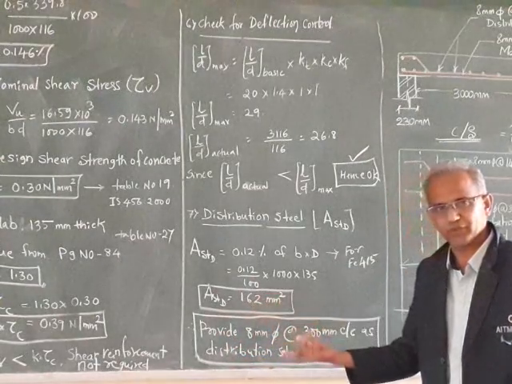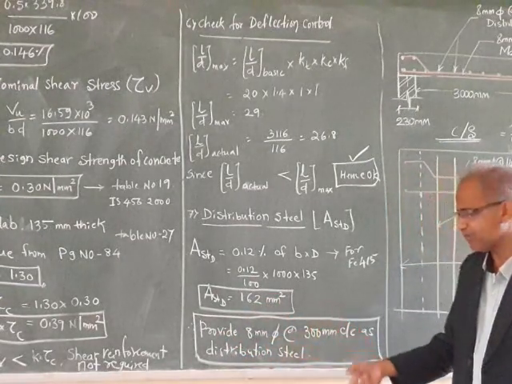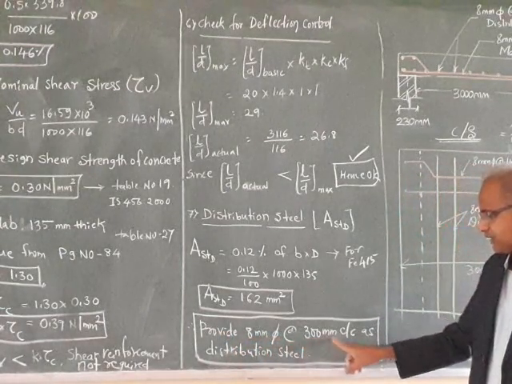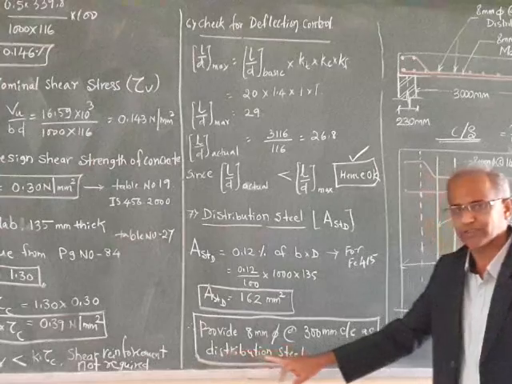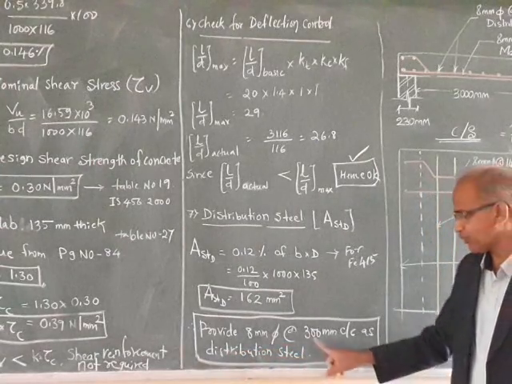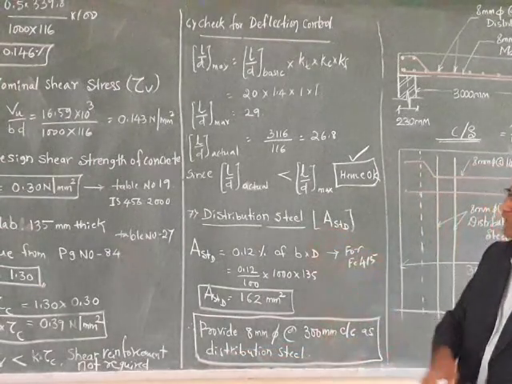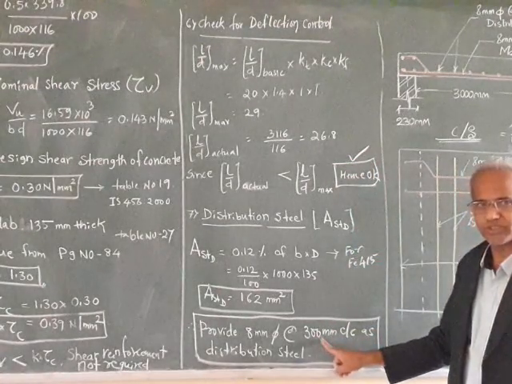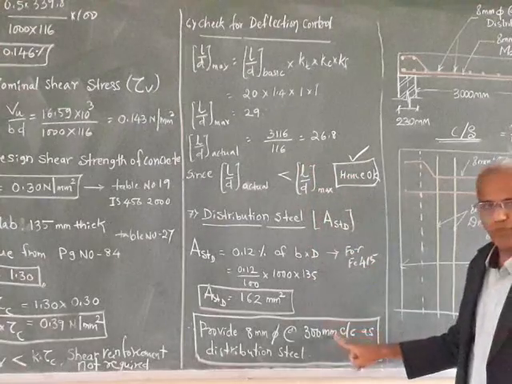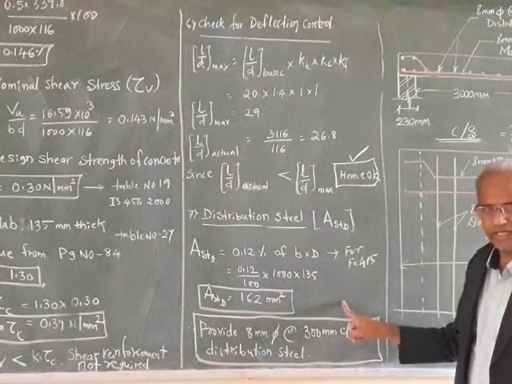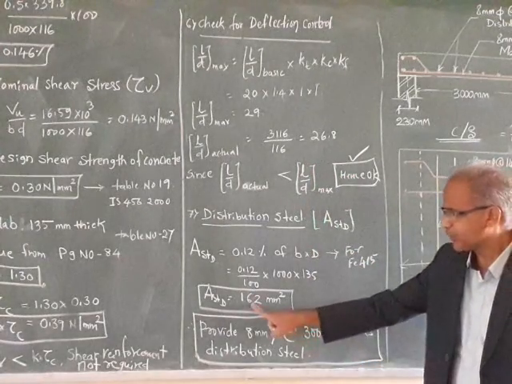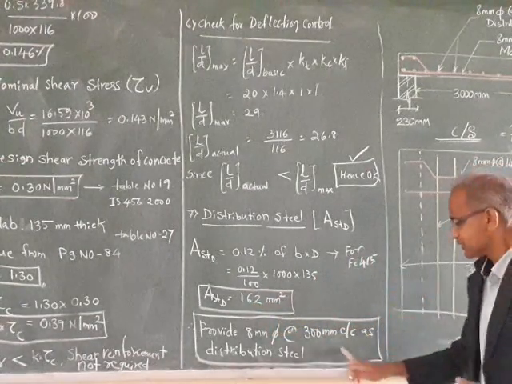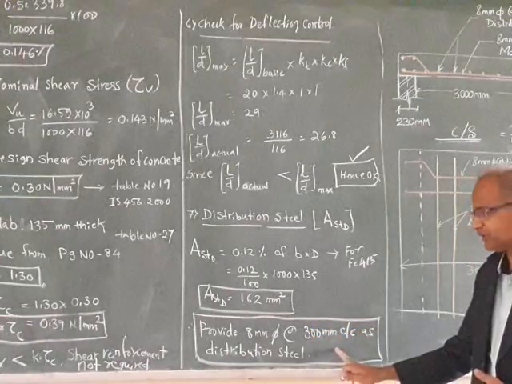For this also you can assume 6 mm or 8 mm diameter steel. So providing 8 mm diameter at 300 mm center to center as a distribution steel. How about this 300 mm? Again same thing. Now you have to find out the spacing for this distribution steel. That is area of one bar, that is pi by 4, 8 square divided by total AST 162 into 1000 for 1 meter. So we will get this 300 mm center to center.